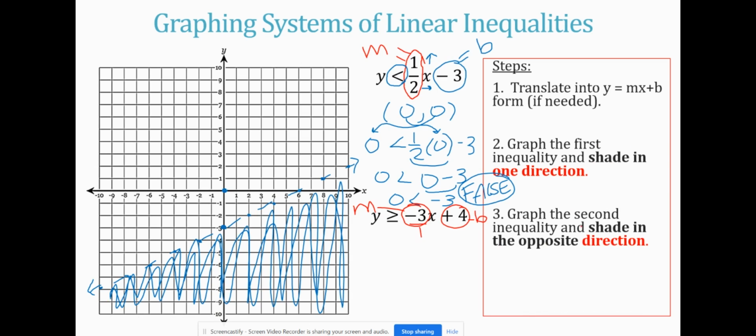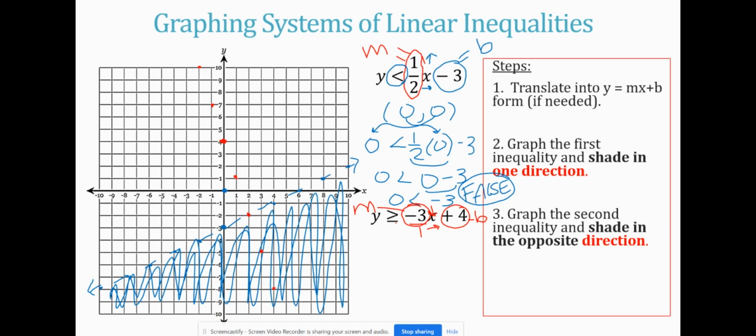So the next step here is to graph the second inequality and shade in the opposite direction. We're going to start at our y-intercept, which is positive 4. And then our slope is negative 3 over 1. So we're going to go down 3 over 1 and continue that for as long as we need to. Okay, there's our point of intersection. It's always a good sign.